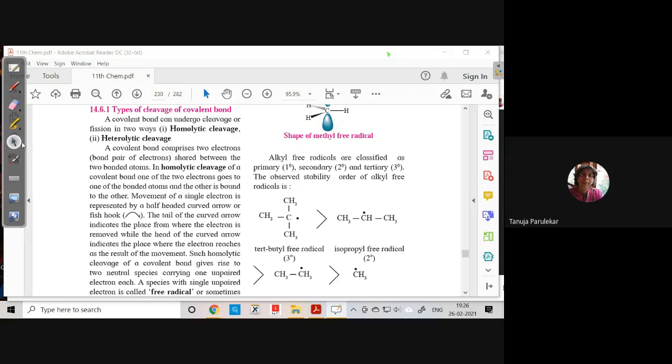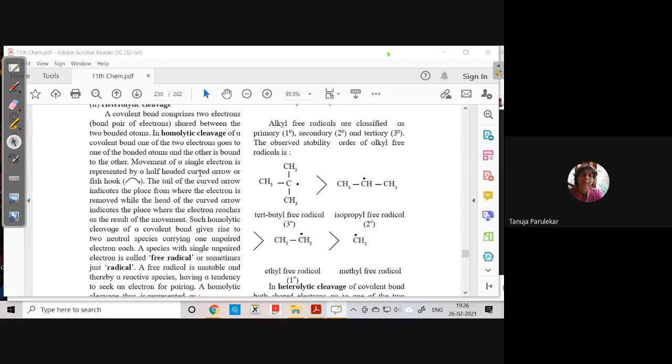Now, movement of a single electron is represented by a half-headed curved arrow. This is the half-headed or single barbed arrow. The tail of the curved arrow indicates the place from where the electron is removed, while the head tells you the place where the electron reaches. So the tail tells you where the electrons are coming from, and the head tells you where the electrons are reaching, the final destination of the electron.